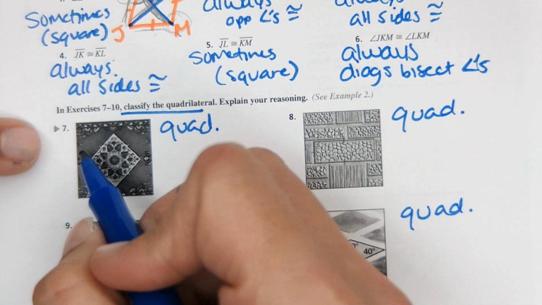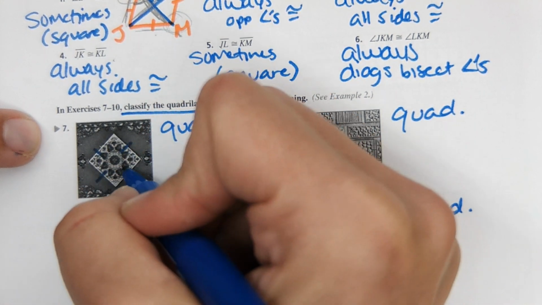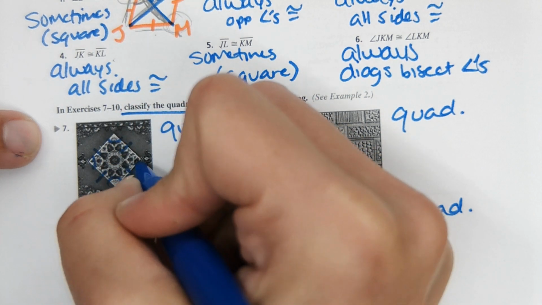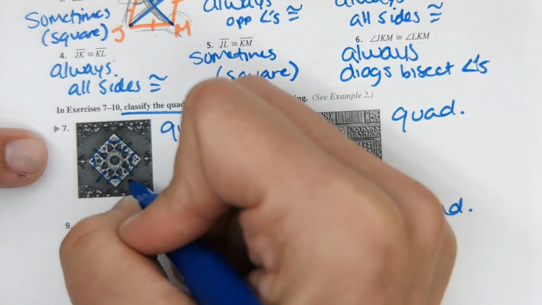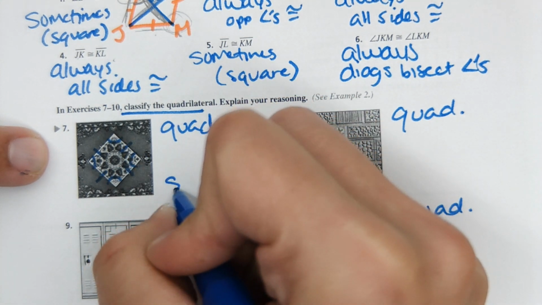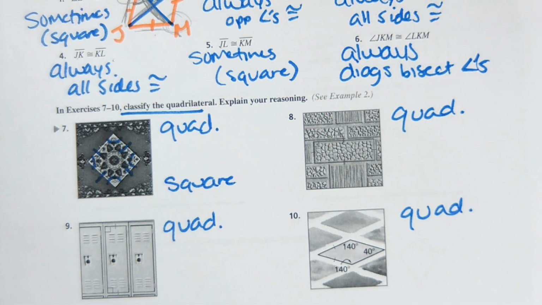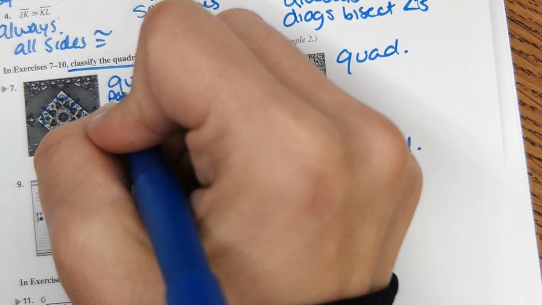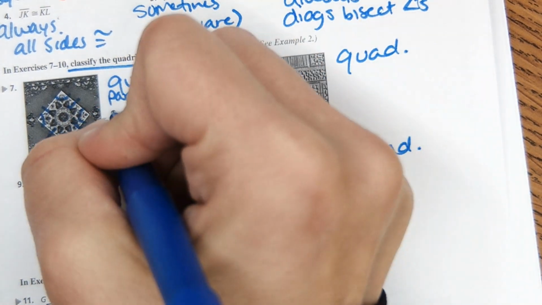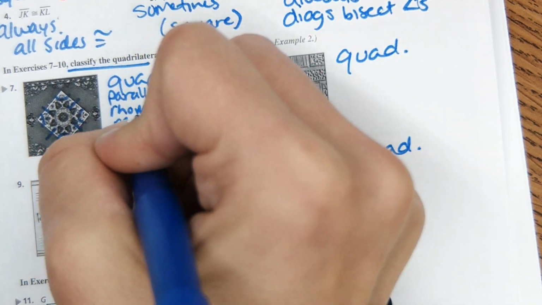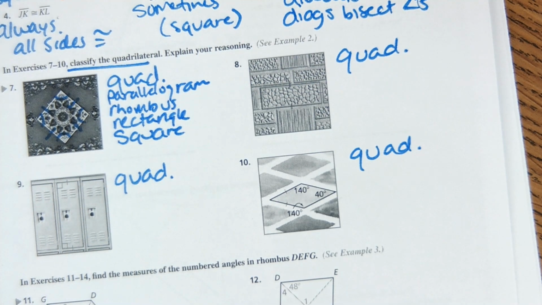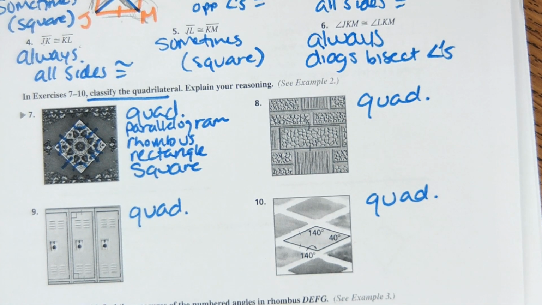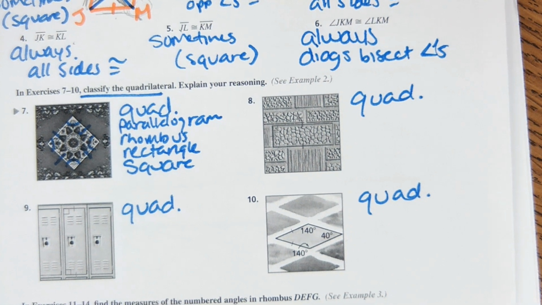Then specifically for number 7, it shows all the sides are congruent. All the angles are congruent like that. So yeah, this would be a square. But in addition to that, it is also a rhombus, a rectangle, and a parallelogram. So square is also all the things above it. So square is also a parallelogram, a rhombus, and a rectangle. So it's all of these things because it has the characteristics of all of them.